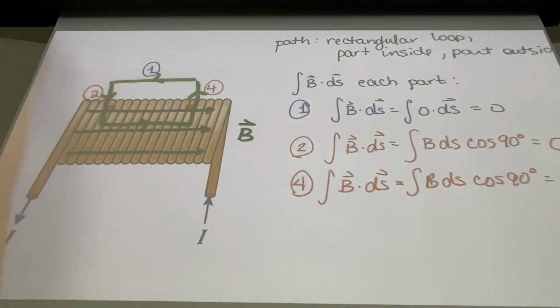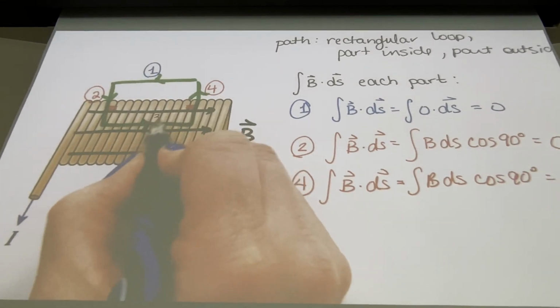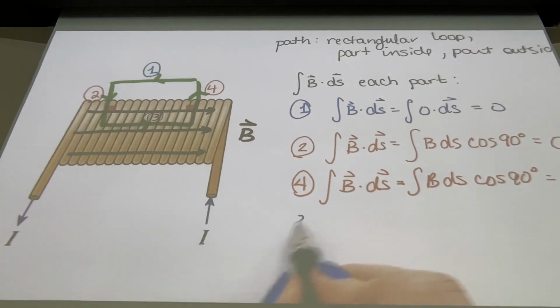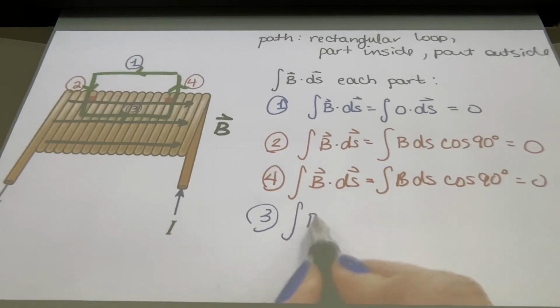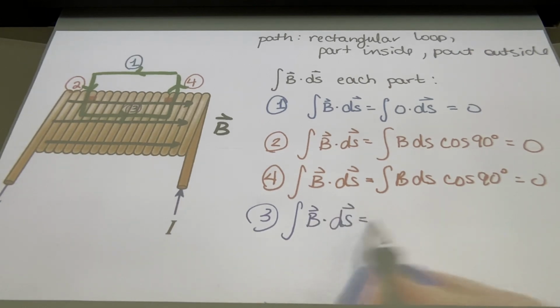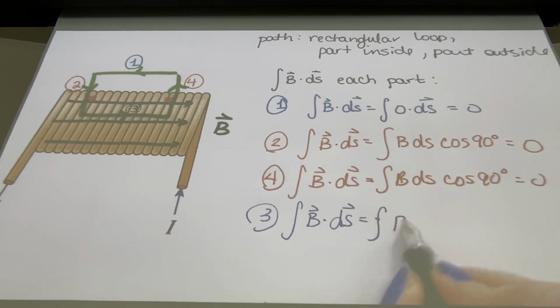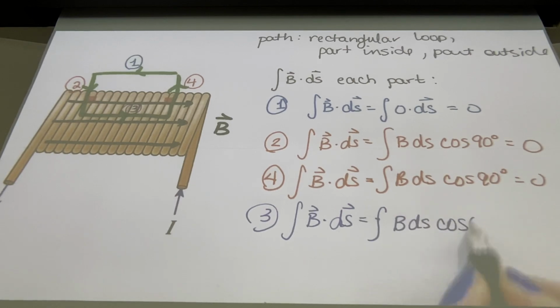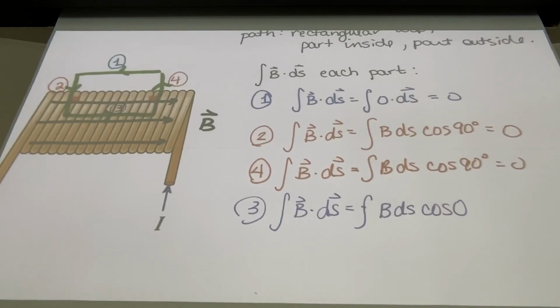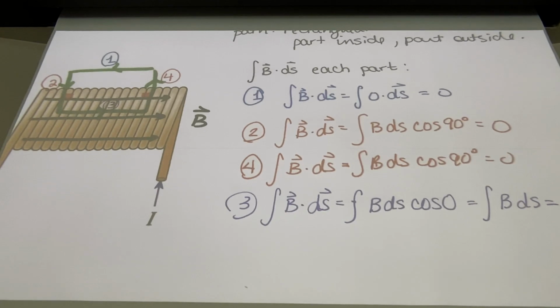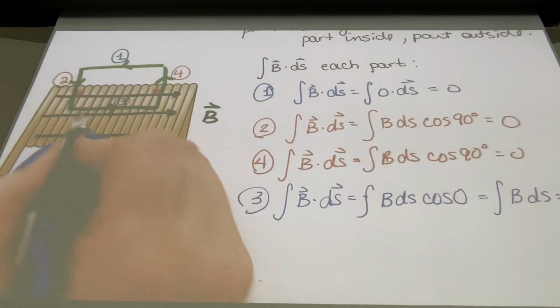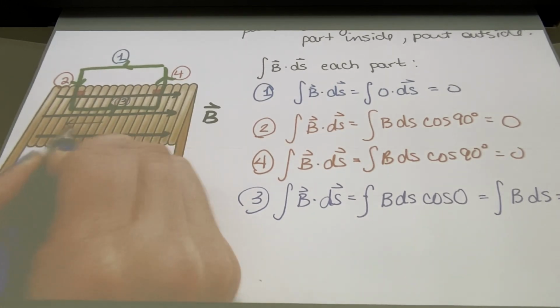And then we have path 3. That'll be our last bit down here. On path 3, the integral of B dot ds is the integral of B times ds times cosine of 0. Those two are parallel. ds is to the right, B is to the right. So I've got the integral of B times ds. B is constant everywhere inside that solenoid, so take B outside. The integral of ds is the length of this path. I'm going to call that a lowercase l.